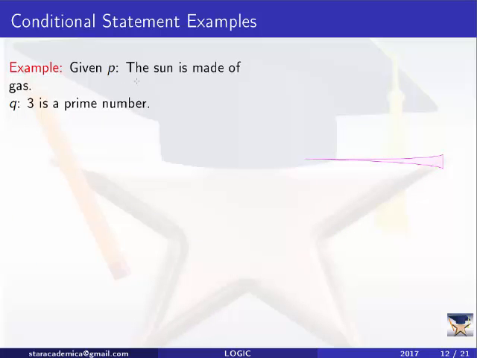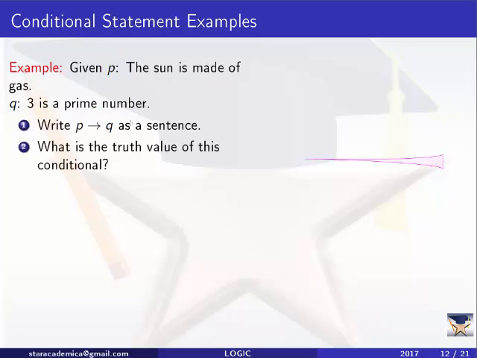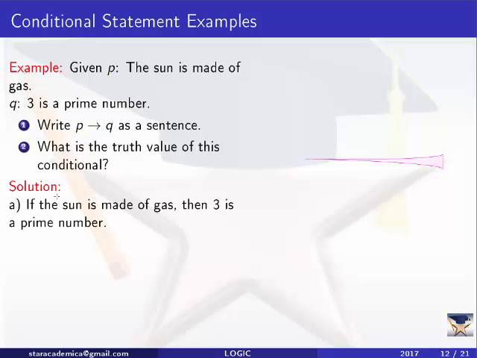Okay. Given P, the sun is made of gas. So the statement for P, the proposition, is the sun is made of gas. Q, 3 is a prime number. As an example, we are supposed to write down P implies Q as a sentence and also discuss the truth value of this conditional. So, if the sun is made of gas, then 3 is a prime number. That's what we are supposed to write down in English.